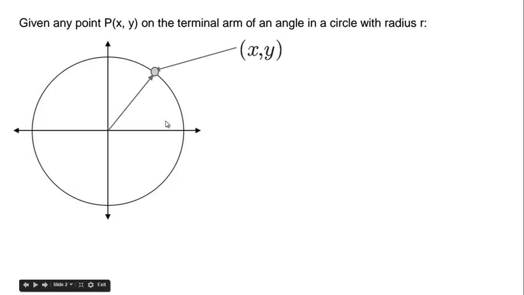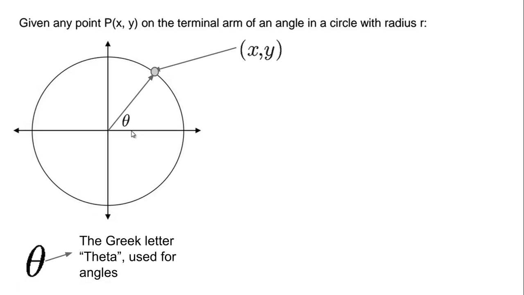And this here is what we call the terminal arm, and the angle. We call the angle theta, and you might know this already. It's just the Greek letter theta, used for angles. So this arm here is what we call the terminal arm. It's just the line that connects the origin to the point on the circle.